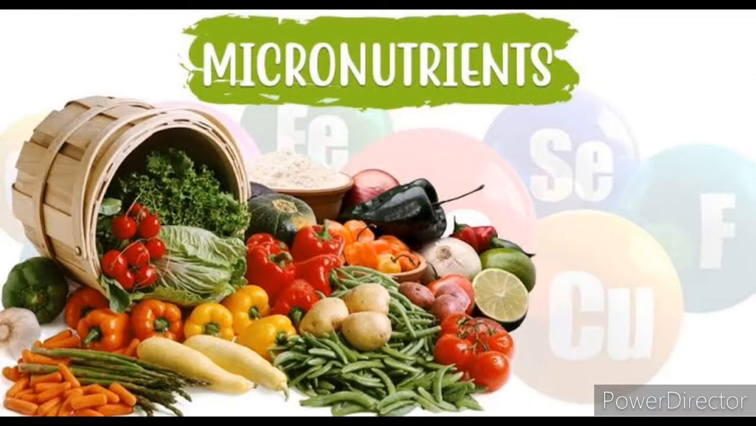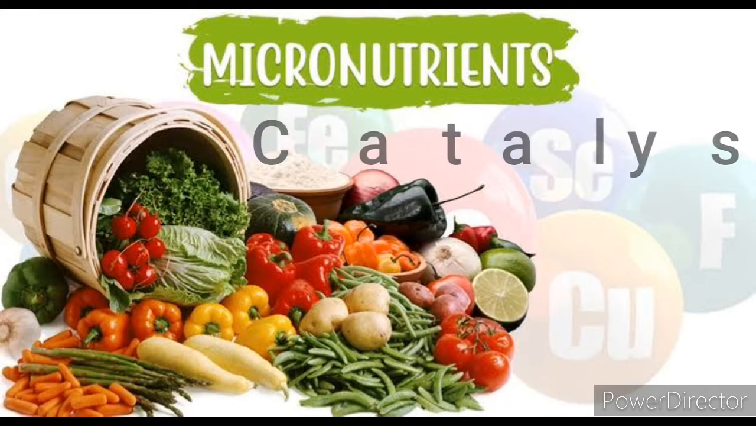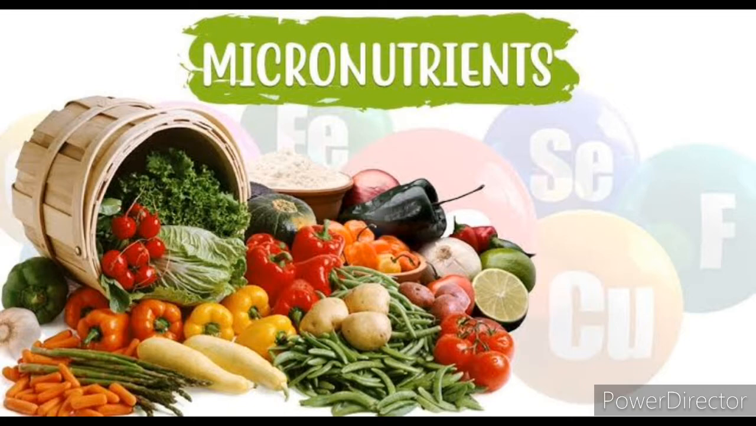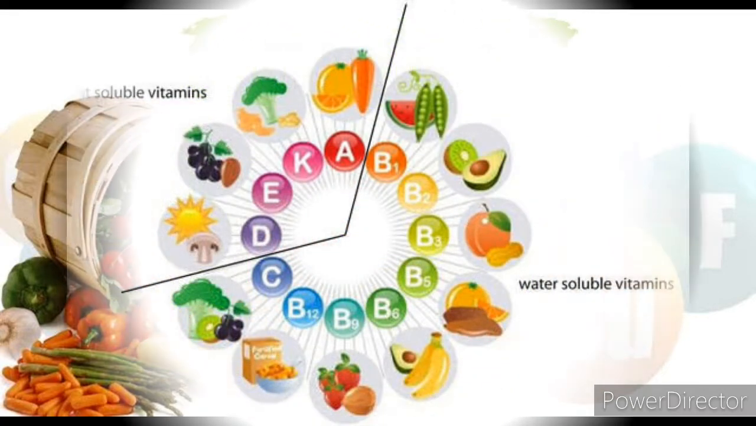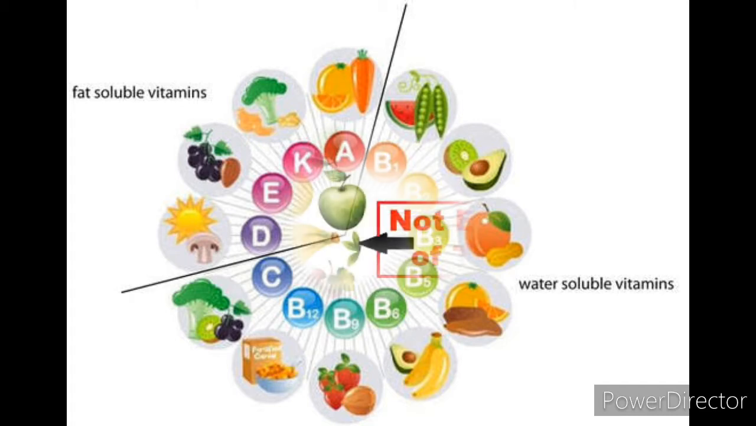Vitamins are chemical substances needed in minute amounts, hence a vitamin is defined as a micronutrient. Most vitamins act as catalysts, which increase the speed of chemical reactions that take place in the body. Some vitamins like A, D, E, K are fat soluble and can be stored in the body for a longer duration of time, whereas vitamins B1, B2 and C are water soluble and cannot be stored in the body for a longer duration of time.